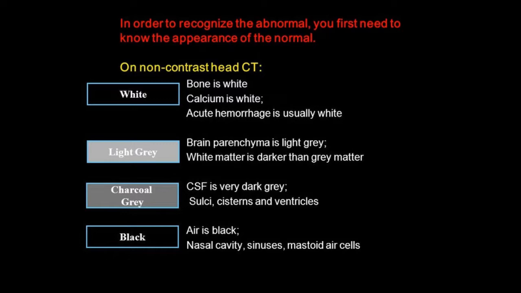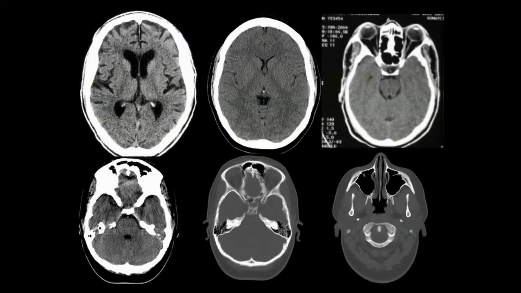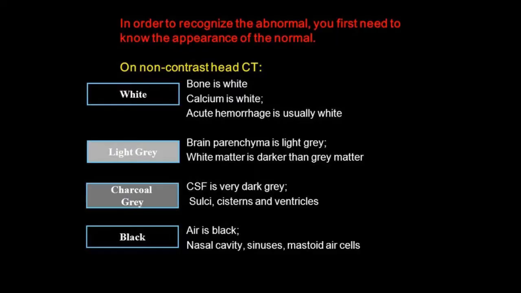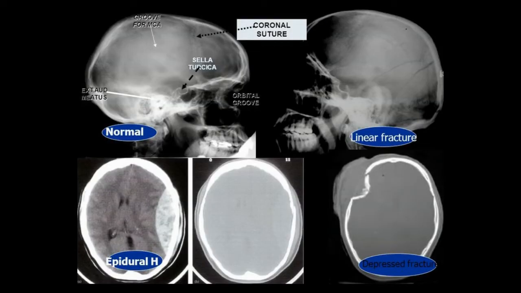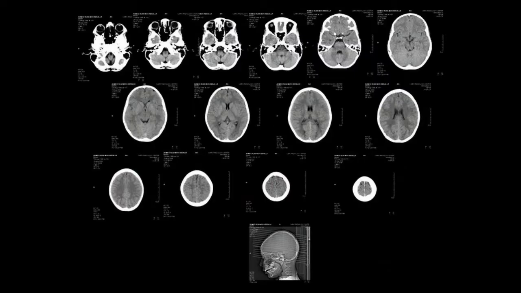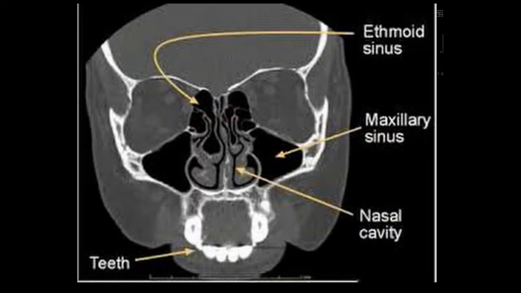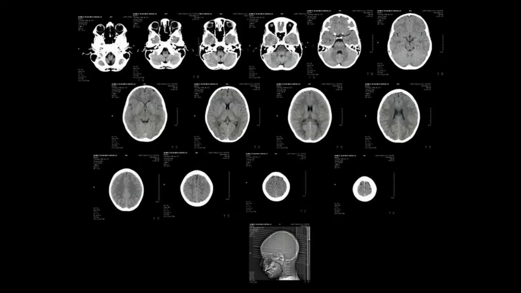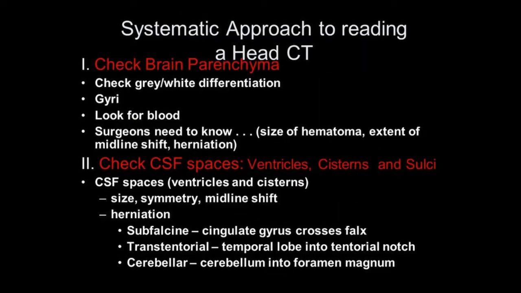On non-contrast head CT, bone is white, calcium is white, and acute hemorrhage is usually white. Brain parenchyma is light grey, white matter is darker than grey matter, and CSF is very dark grey. Sulci, cisterns and ventricles are charcoal grey. Air is black: nasal cavities, sinuses and mastoid air cells are black.